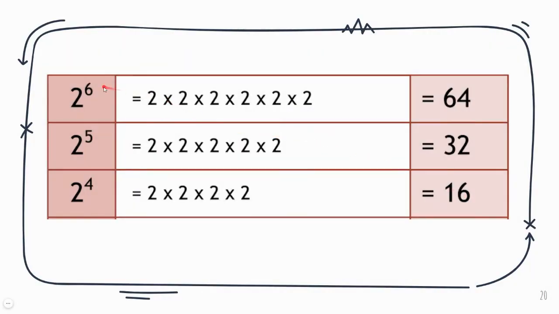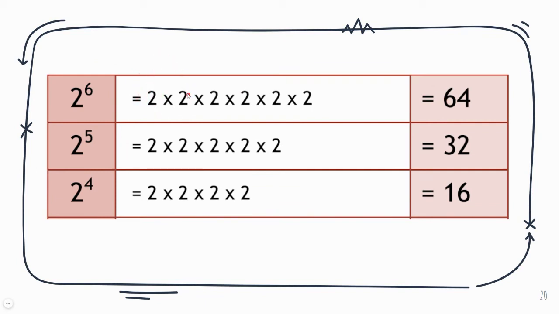Now, some more questions, some more concepts. If I am multiplying 2 6 times, I will write it as 2 raised to 6. You can see I am multiplying it 6 times. Now if I multiply this one by one, I will get the answer as 64.